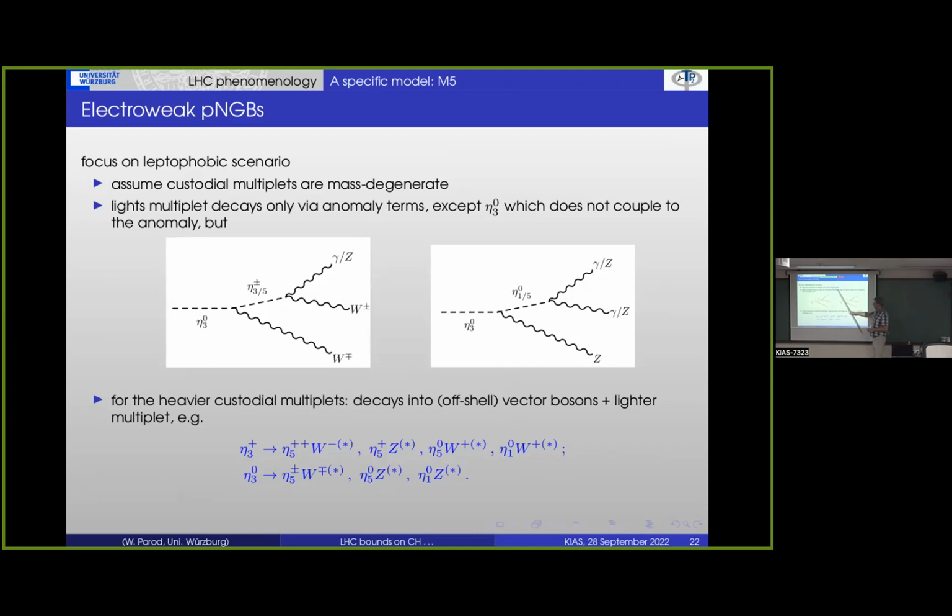Now, if there's some mass difference between these multiplets, so between, for example, the triplet and the 5-plet, you would have the additional decay channels via either on or off shell vector bosons, which has some impact on the bounds, and this will depend on the mass hierarchy.